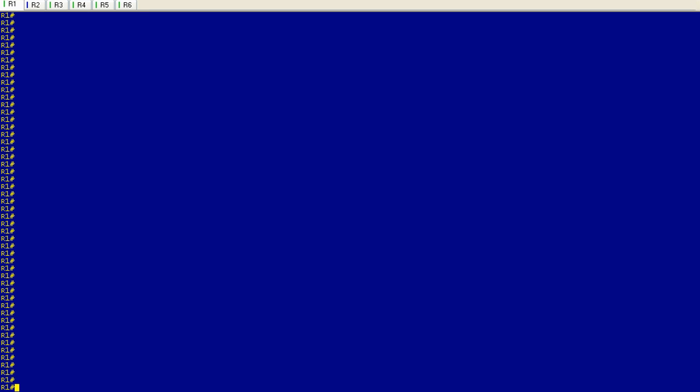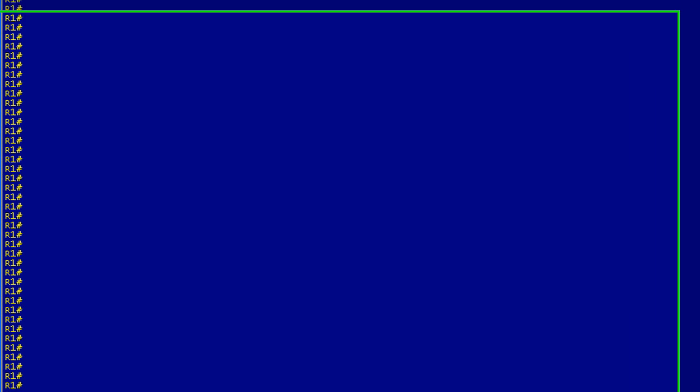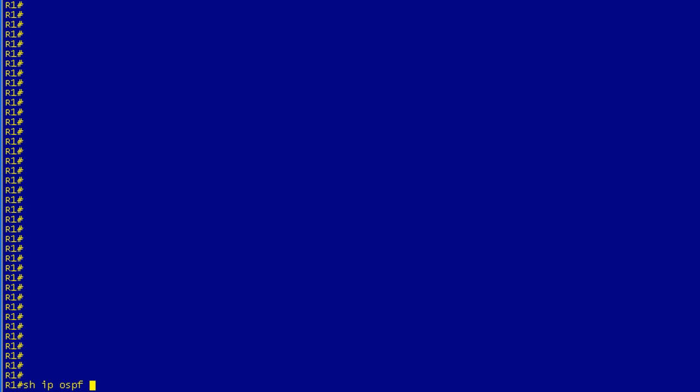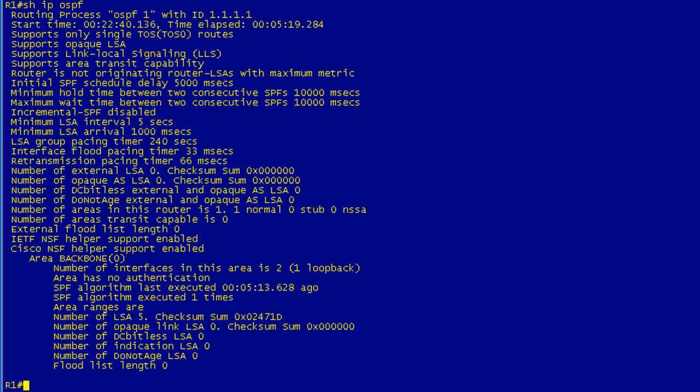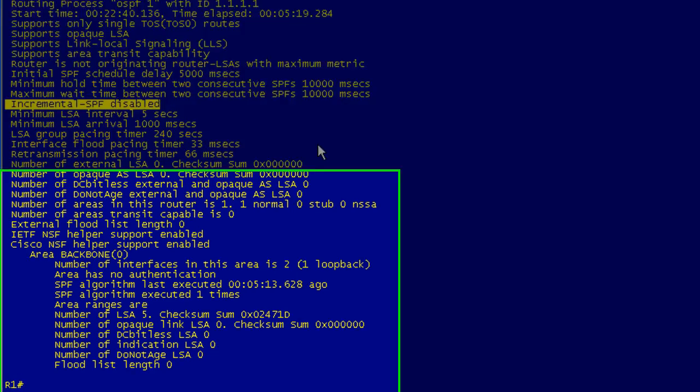All right, so here we are on the CLI. We've got OSPF running on the topology that we just showed you. Everything is up and connected except R6. If I do a show ip ospf, let's go ahead and just see the whole output. You can see there's a ton of stuff that comes out here. What we're looking for is right here. By default, incremental SPF is disabled.